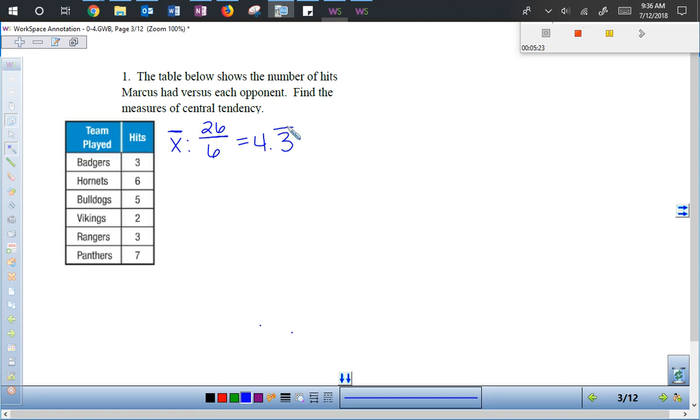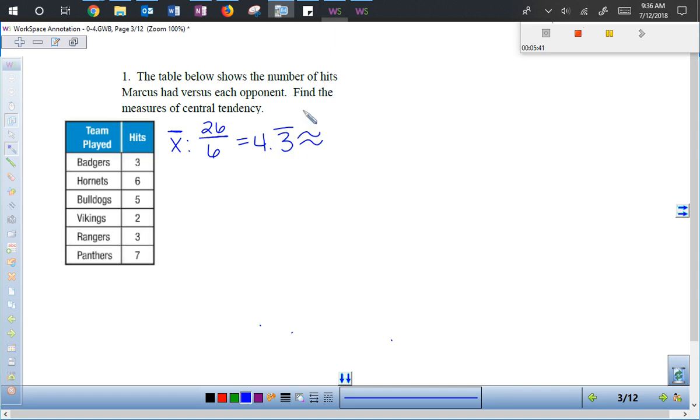Now, what that means is we're finding the average number of hits that he's played against each team. So I don't just want to say 4.3 repeating, we're going to round that to the nearest tenth. So when I round, I need to show that it's an approximate answer. It's not exact, so I'm going to have my approximate answer right there.